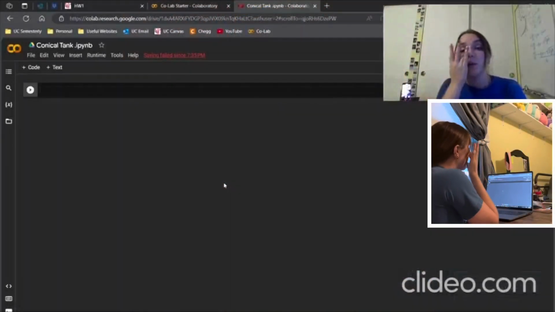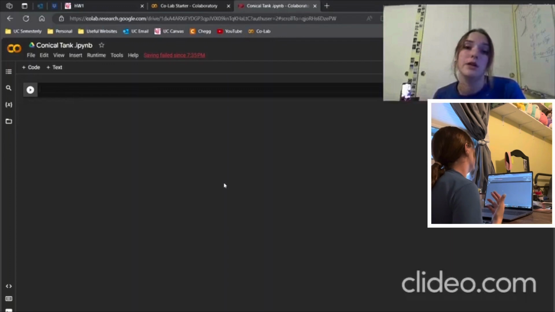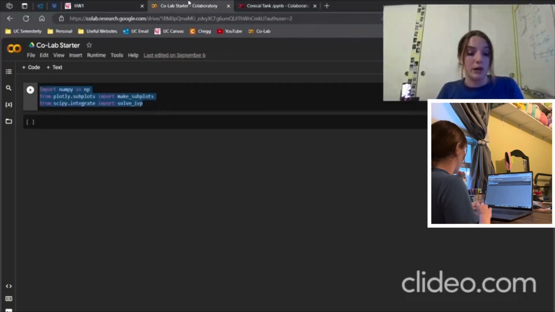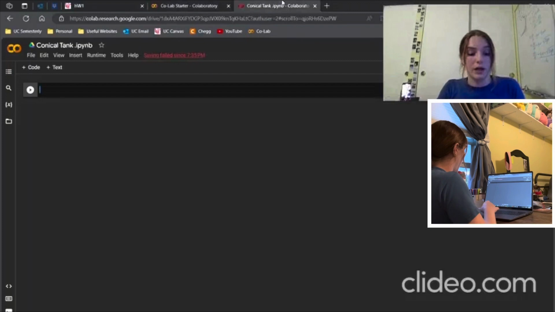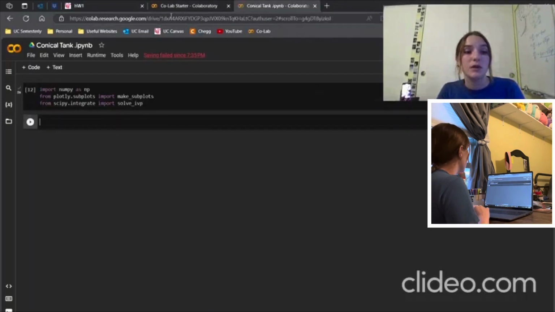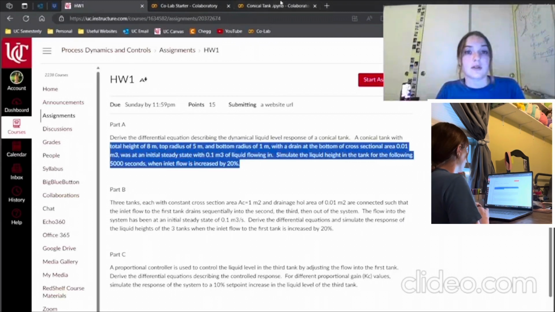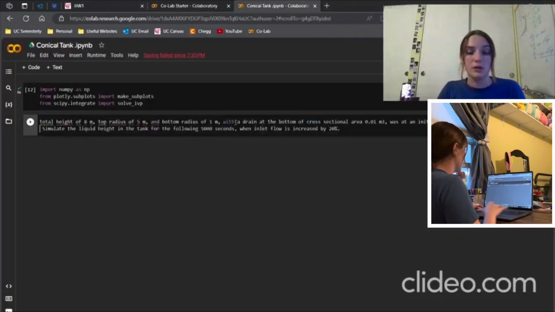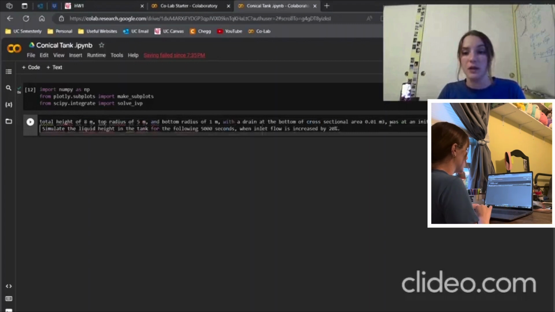Okay, so now we are ready to plug all of our equations into Colab and find a numerical value for our dynamical system. So we are going to start off by initializing and adding our NumPy, Plotly, and our solve_ivp. And then we are going to initialize all of our starting values that we were given in our problem statement.